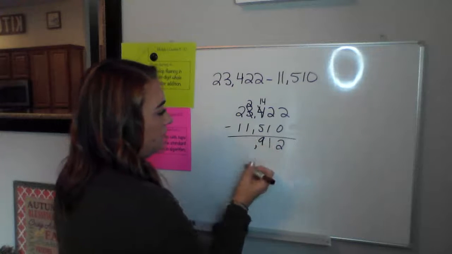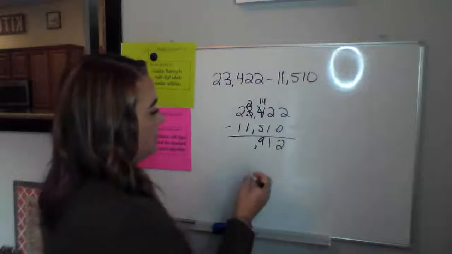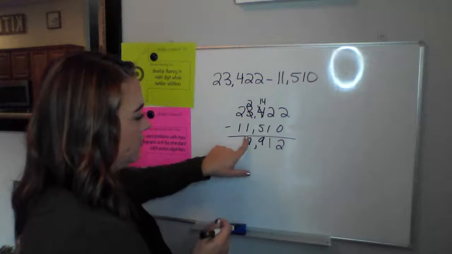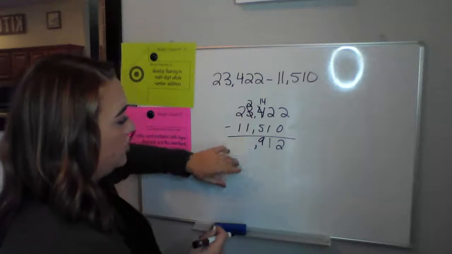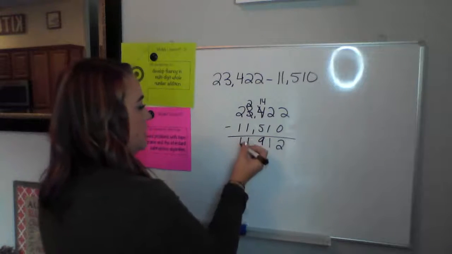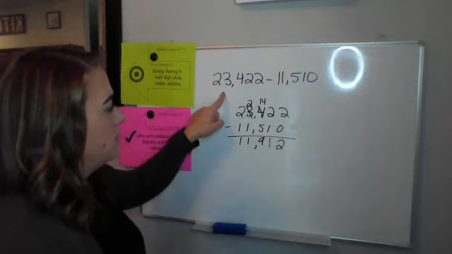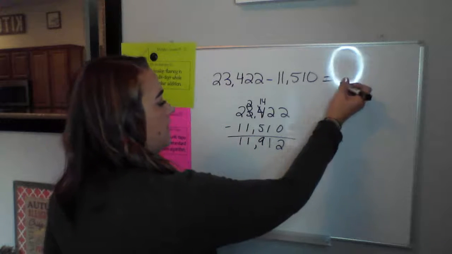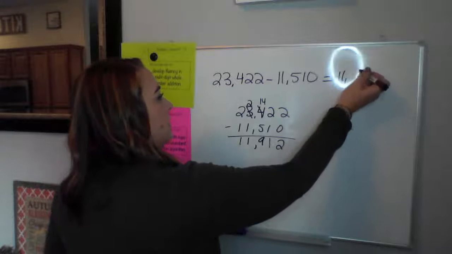Bring my comma down. 3 minus 1 is 2. 2 minus 1 is 1. And 2 minus 1 is 1. So 23,422 minus 11,510 is 11,912.